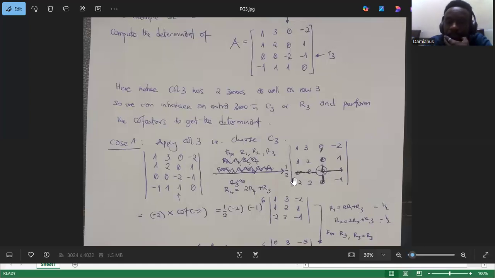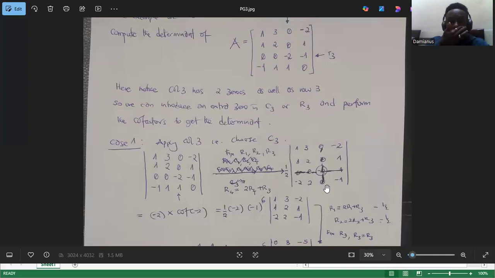Okay. And then now we apply the row operation for row 4. So row 4 is twice row 4 plus row 3. So we multiply this by 2 and add to this one. You can see this will be 0 plus minus 2 is minus 2. Minus 2 plus this one is 0. Then 2 plus 0 is 2. And then minus 2 plus 2 is 0. And then minus 1 plus 0 is minus 1. So our new row 4 is this one here.